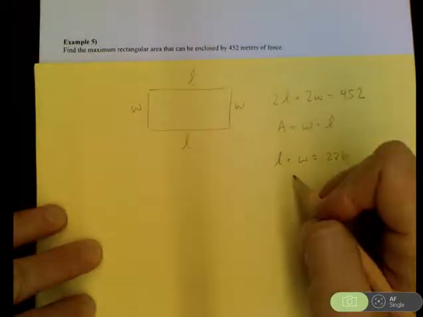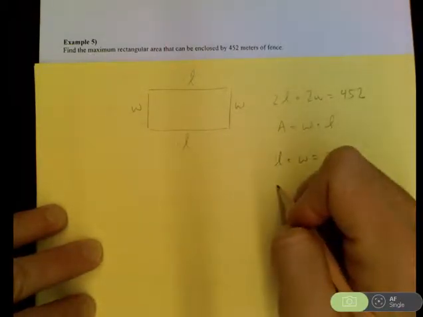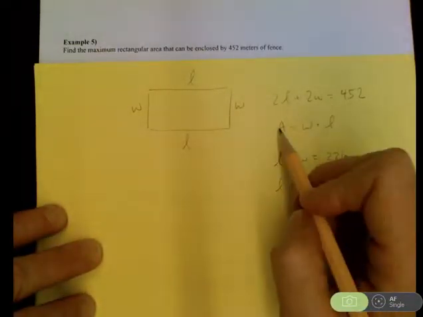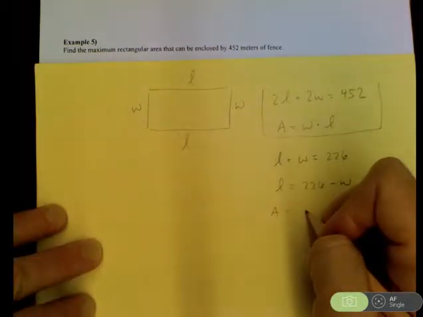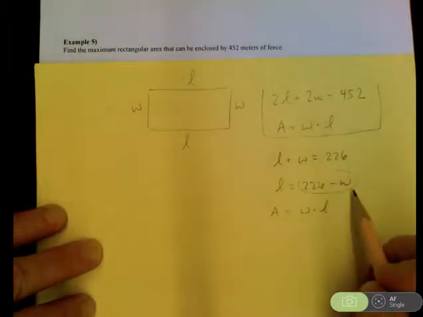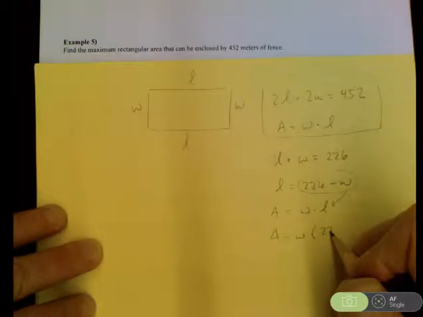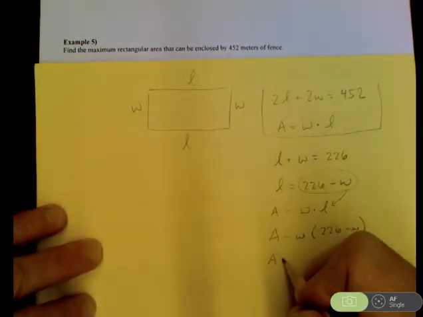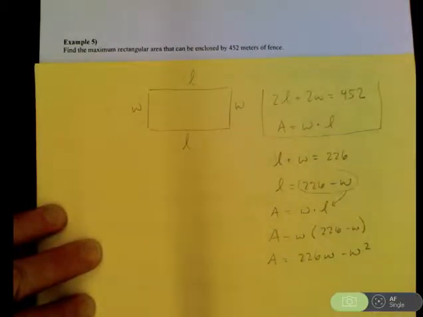Okay, I'm going to rearrange this and solve for one of the variables. So let's just say that L equals 226 minus W. Back to the area being a length and a width, I'm now going to substitute in this length here. So my area is actually W times 226 minus W. And if I multiply that out, it is actually quadratic. So 226W minus W squared.